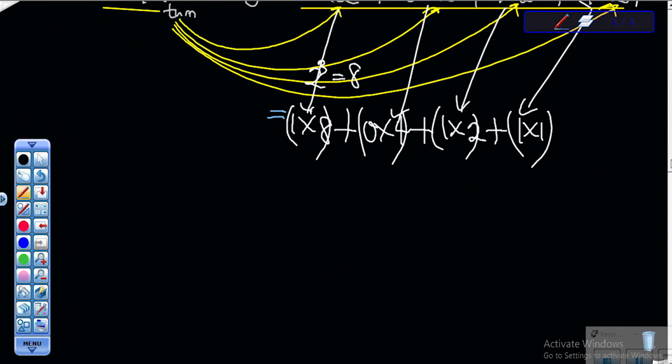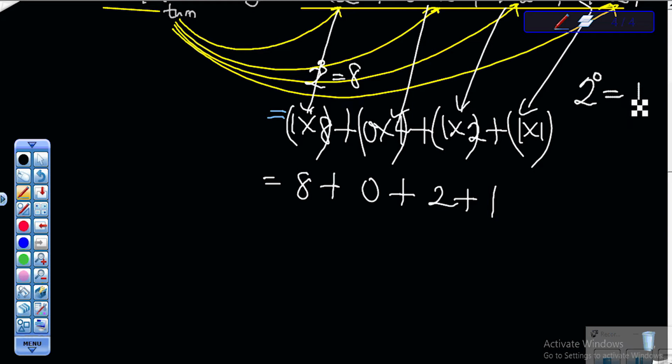Alright, this will give me 8 plus 0, because 0 times anything is 0, plus 2 and plus 1. Also, I did not mention something here. 2 raised to power 0 is 1. You should note that, 2 raised to power 0 is 1.